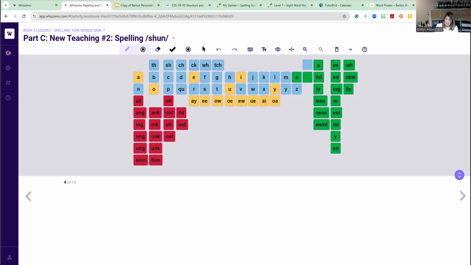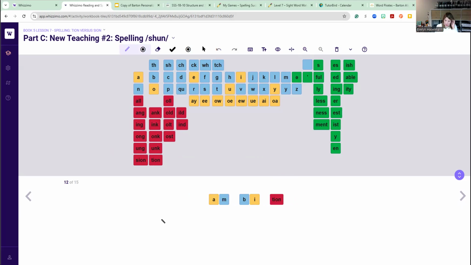All right, let's figure out what happens after a short vowel now. Let's catch ourselves up, sorry. Okay, so donation. Again, long vowel right here. It's got to be TION. Donation, because I hear shun.